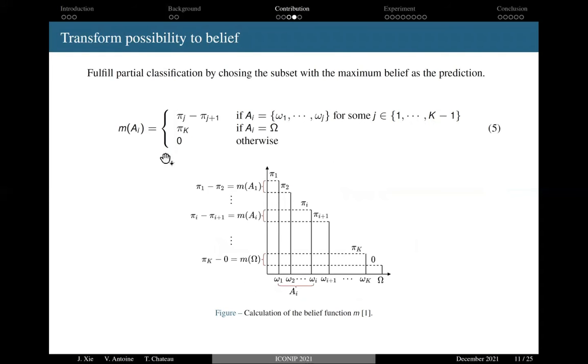Then we can calculate the belief based on the possibility and fulfill partial classification by choosing the subset with the maximum belief as the prediction.